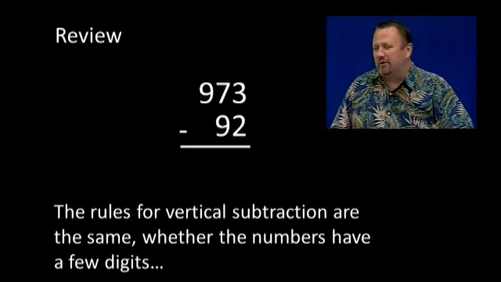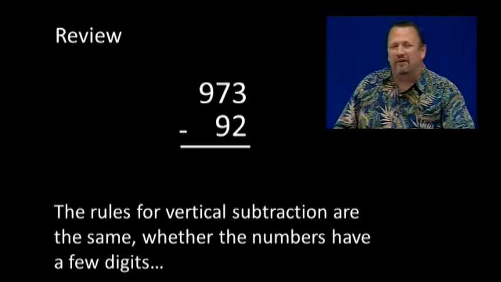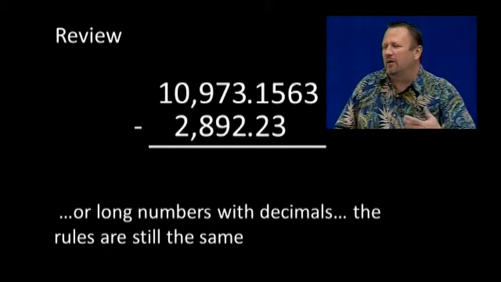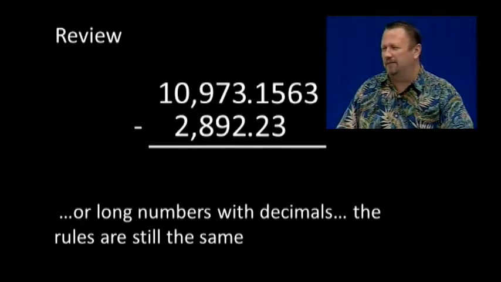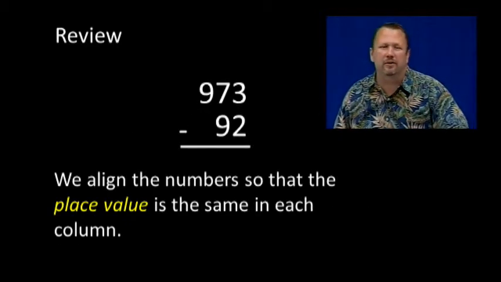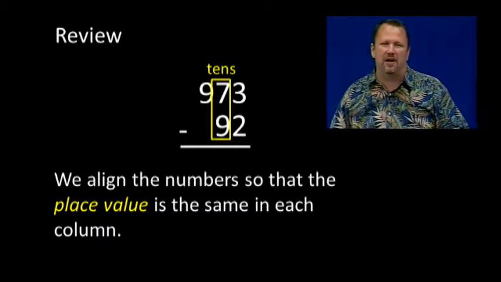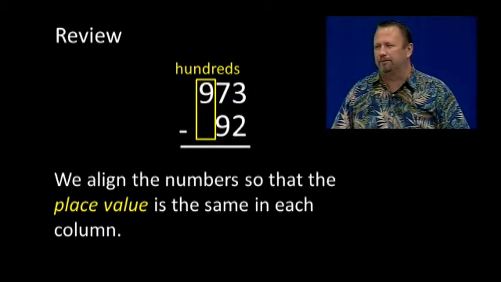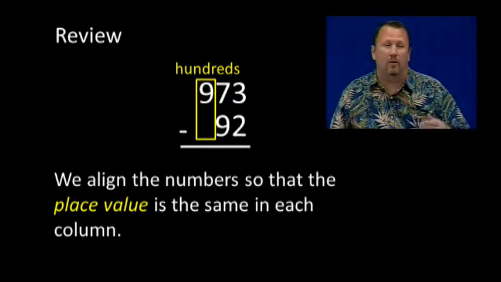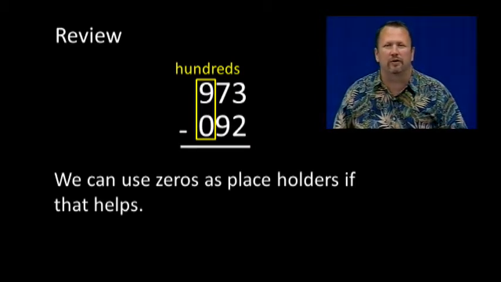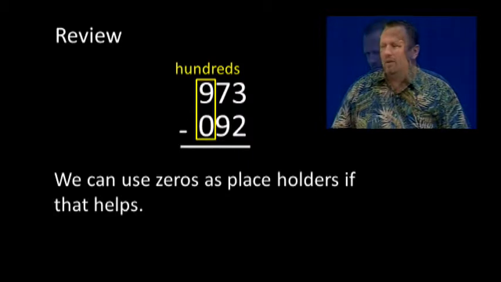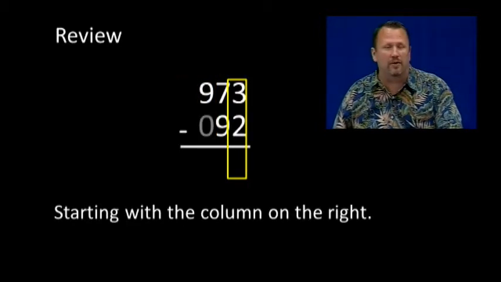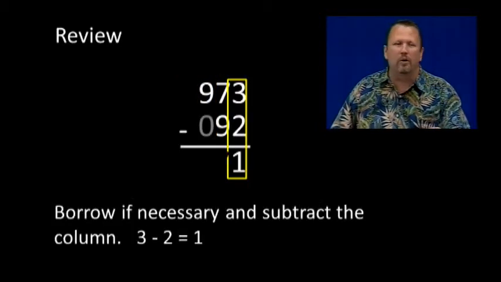The rules for vertical subtraction are the same, whether the numbers have a few digits or even long numbers with decimals. The rules are still the same. We're going to align the numbers so the place values are the same in each column. We can use a 0 as a placeholder if that seems to help, but it's not necessary. We'll start with the column on the right. We'll borrow if necessary and subtract.